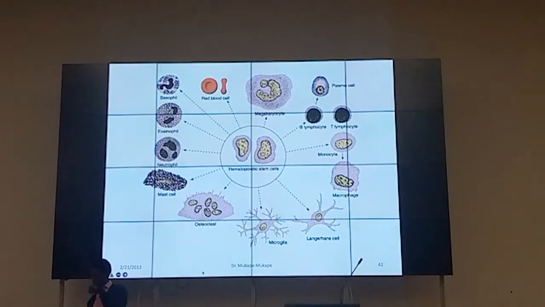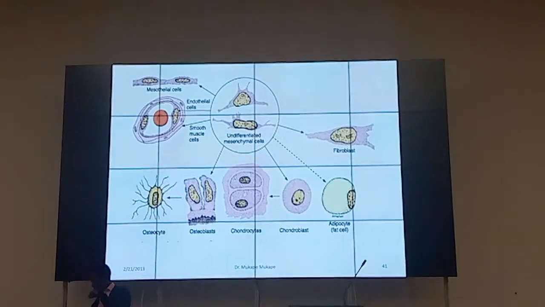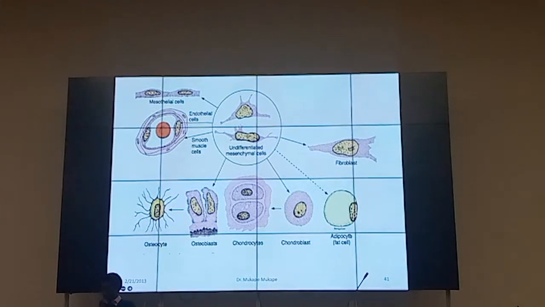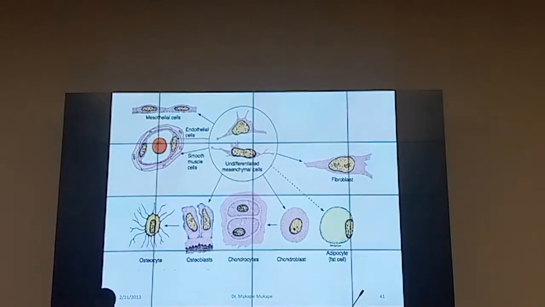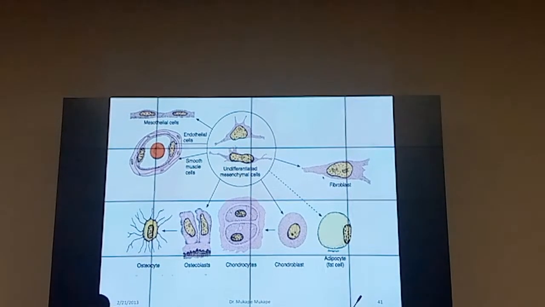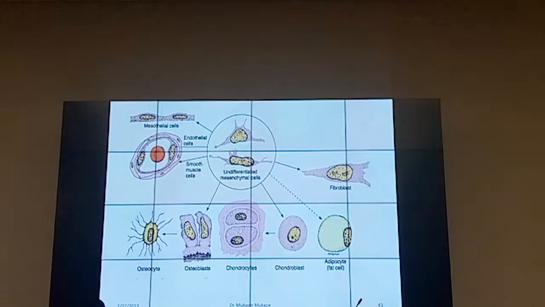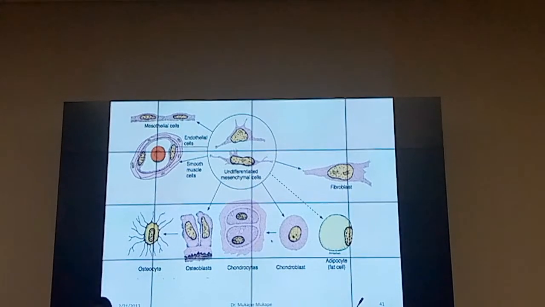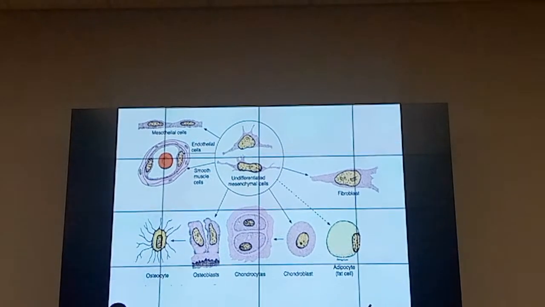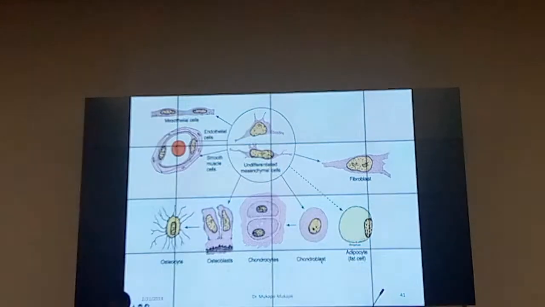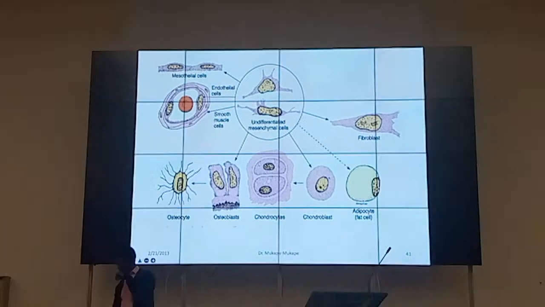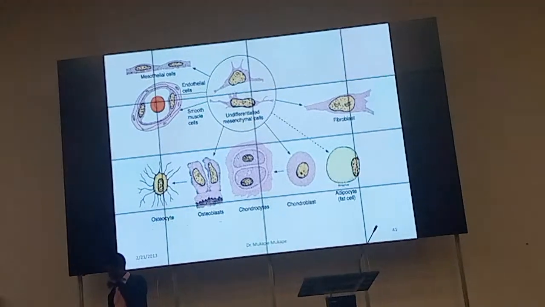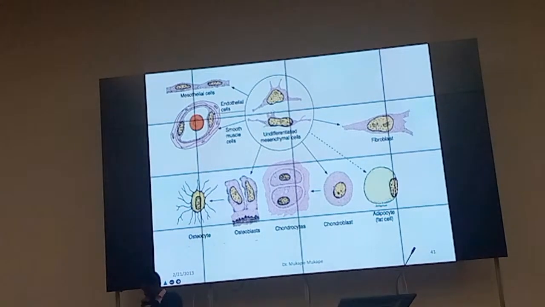The macrophages are for phagocytosis. What about adipocytes? I've already highlighted adipocytes when we were looking at adipose tissue, the brown and white. Fibroblasts, we know the function. Chondroblasts, what's the role of chondroblasts? To produce the matrix in cartilage. So chondroblasts form cartilage matrix, just like osteoblasts form bone matrix. Chondroblasts form extracellular matrix.